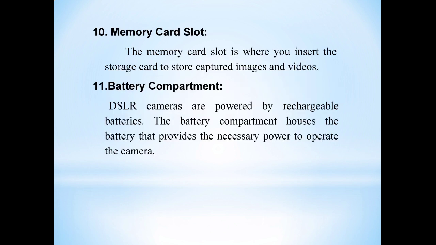Next is the memory card slot. A memory card slot is where you insert the storage card and store the captured images and videos. Next is the battery compartment. A DSLR camera is powered by rechargeable batteries. The battery compartment houses the battery that provides the necessary power to operate the camera.